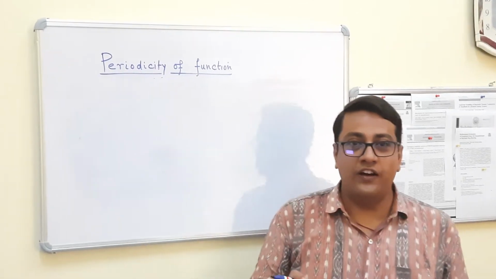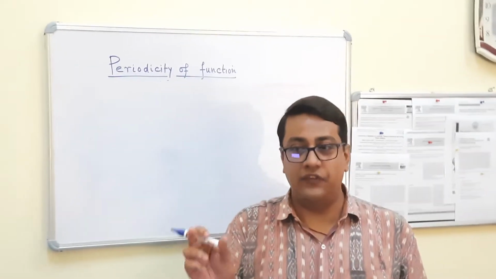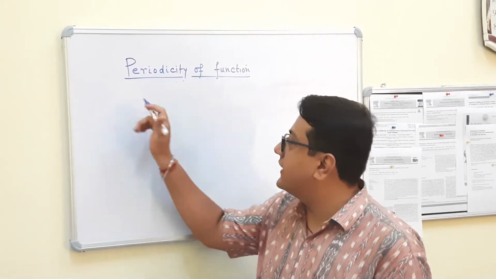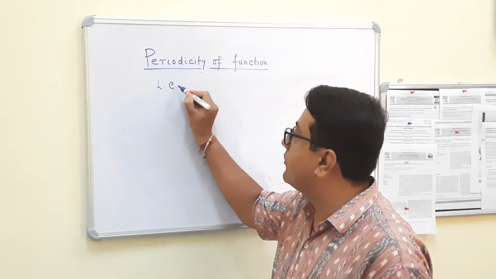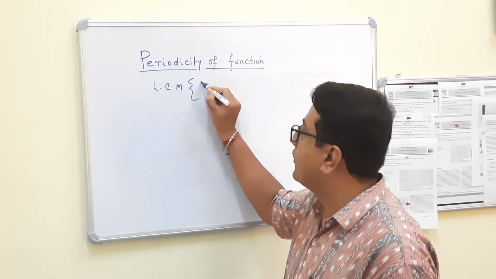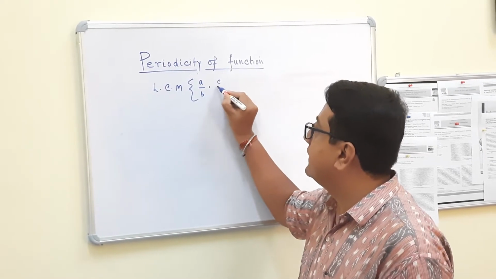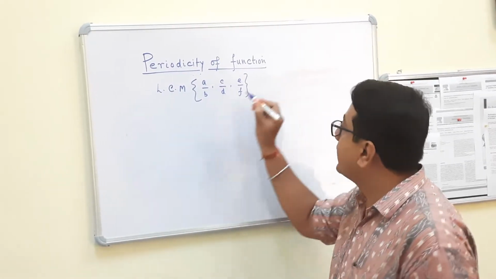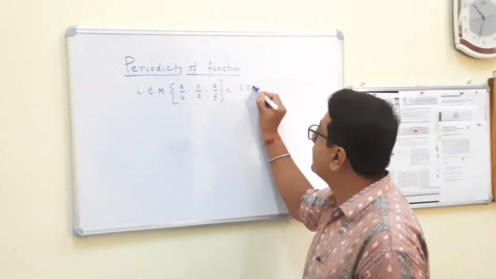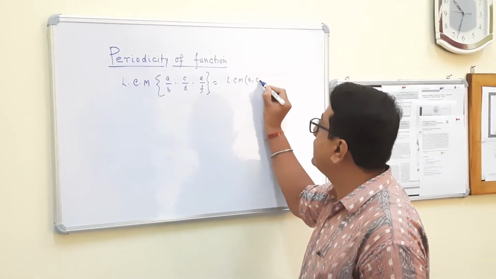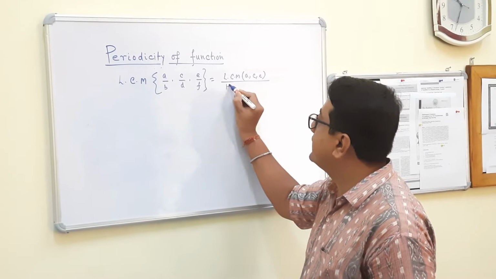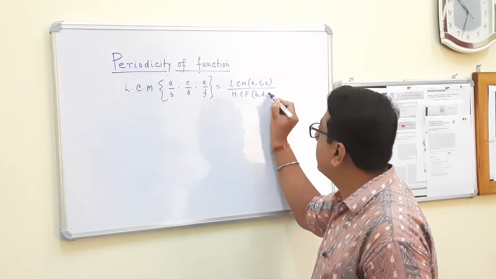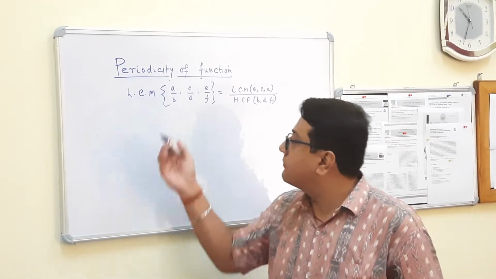So in the last video we talked about some checks that we need to make before reporting our answer. Let's say we need to find the LCM of three rational numbers of the form a by b, c by d and e by f. We already know that this is equal to the LCM of the numerators a, c, e upon the HCF of the denominators b, d, f.